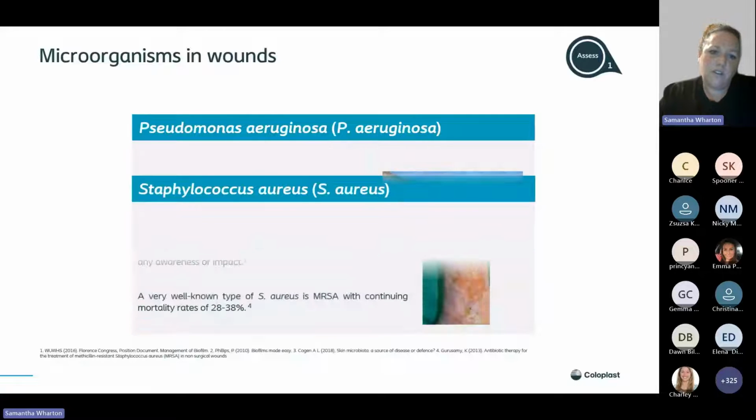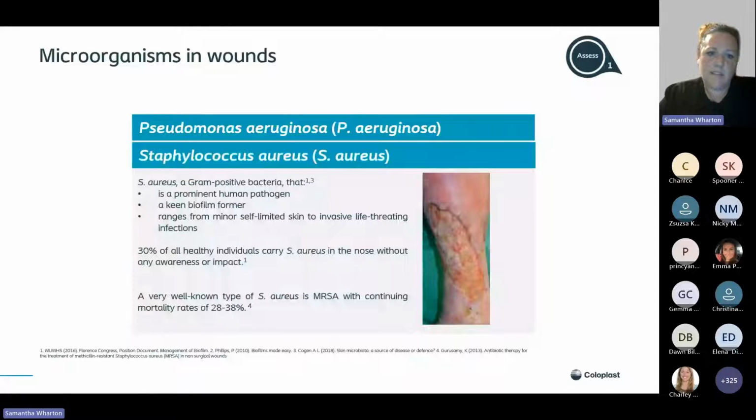Then you've got your Staphylococcus. Again, it's a very keen biofilm former. It's a gram-positive bacteria. In healthy individuals, 30% of us carry it within our nose without any awareness. And the most well-known type is MRSA, which carries a mortality rate of 28 to 38%.